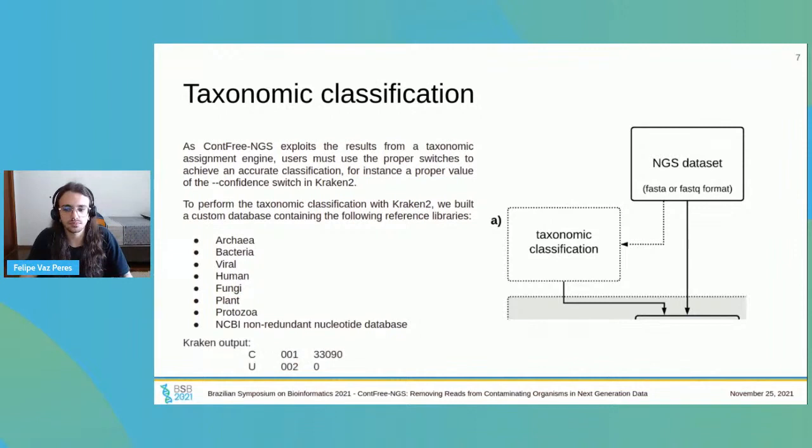And for example, this is one of the Kraken outputs. So here in the first column, we have the letter C. That means this read was classified by Kraken. In the second column, we have the read identifier. So here is the read 001, and then the read 002. And in the third column, we have the NCBI taxonomic identifier for this read. So this identifier means that this read is from Viridiplantae, the green plants.